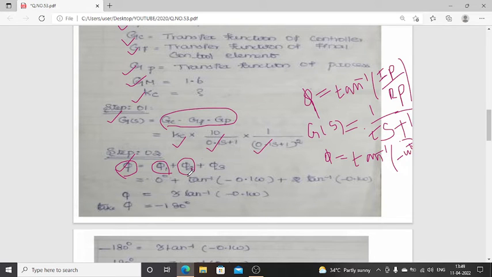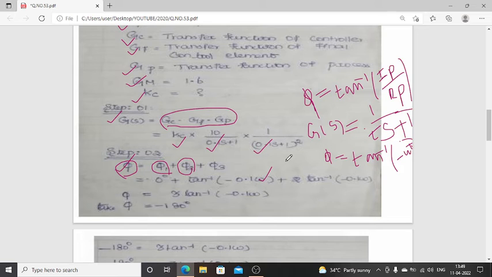So our second transfer function is similar to the first order system transfer function. So here the phase angle value is tan inverse of minus omega tau. What is the tau here? 0.1, so minus 0.1 omega. Are you clear?